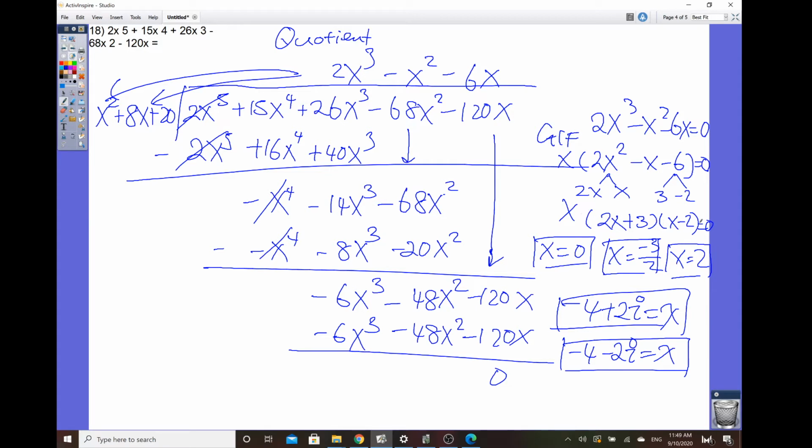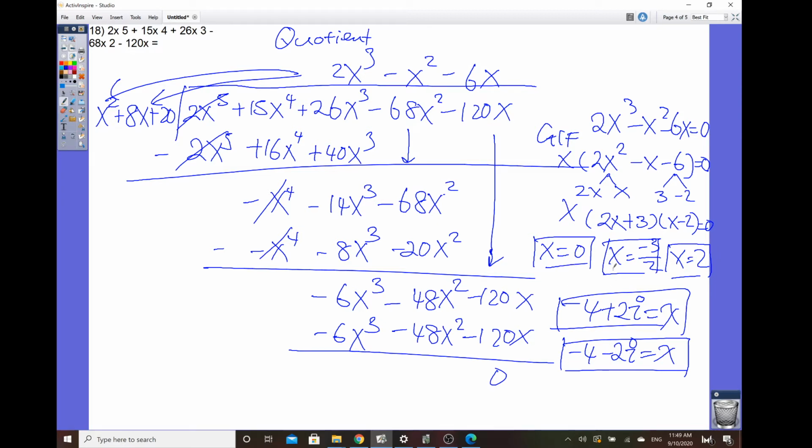And then you want to set that equal to 0. So solve for x. So we do have x equals 0. x equals negative 3 halves for the second factor. And then the third factor, we do have x equals 2. And don't forget about the original imaginary solutions. So we do have negative 4 plus 2i and negative 4 minus 2i.